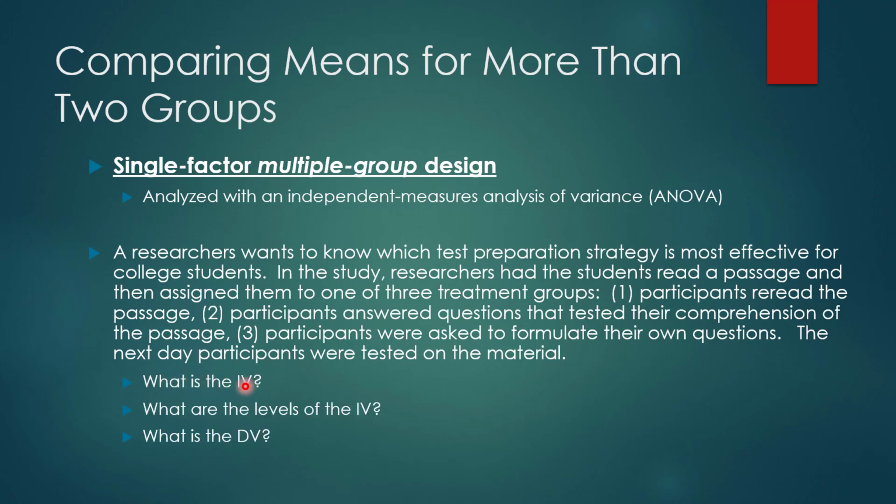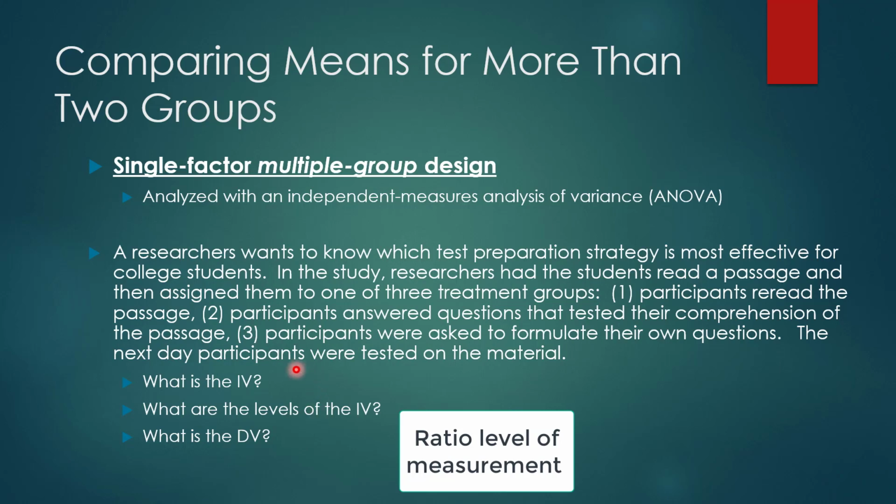So what's the independent variable? What's being manipulated here? The type of test preparation strategy. So what are the levels of that? We had 1, 2, 3 levels of that one factor. The factor was the type of test preparation strategy. Participants reread, participants answered questions, or they formulated their own questions. So those are 3 variations of test preparation strategy. So what were they measuring? They're going to be measuring their retention of the material. That's the dependent variable. So the researcher predicts the independent variable will affect that dependent variable.